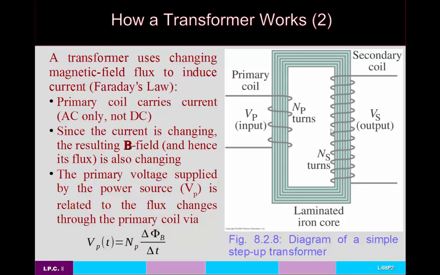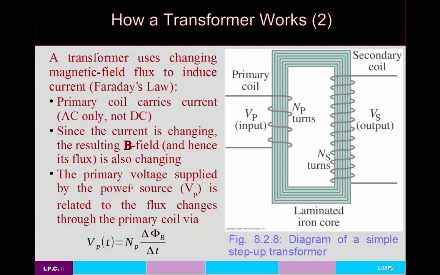The primary voltage is supplied by the power source, typically. So this is usually from the power plant, or if you're near somebody's house, then this is from the power lines to the transformer, and then this goes into somebody's house. But oftentimes it's from the power plant to this coil, and then this coil is to the power lines.